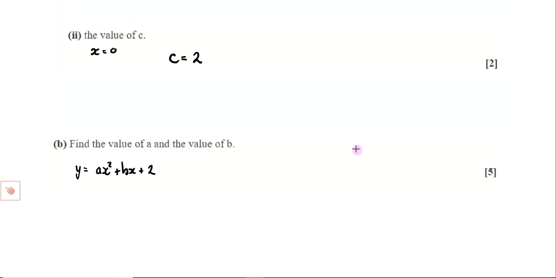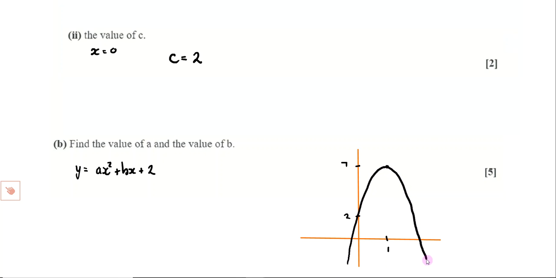I've already got a sketch, but I'm going to redraw mine down here. What information have I been given? Yeah, vertex is at 1 and 7. It crosses at 0 and 2. All right, so my curve is going to be something like this, we think.